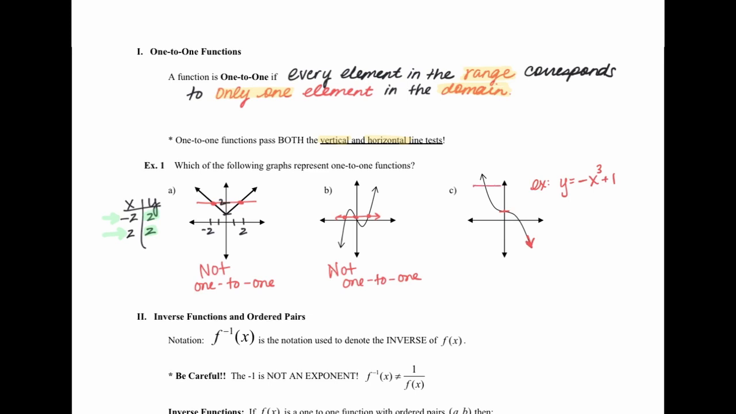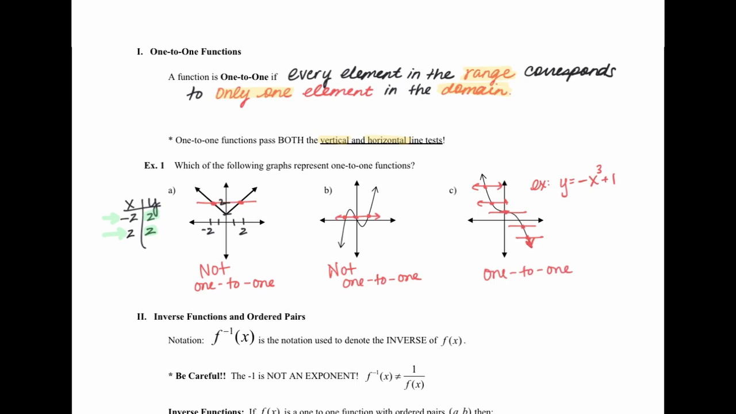However, when I draw horizontal lines, you'll notice that those horizontal lines are all going to intersect the curve just one time, all the way throughout that curve. So this does pass the horizontal line test. So this is a good example of a function that is one-to-one.